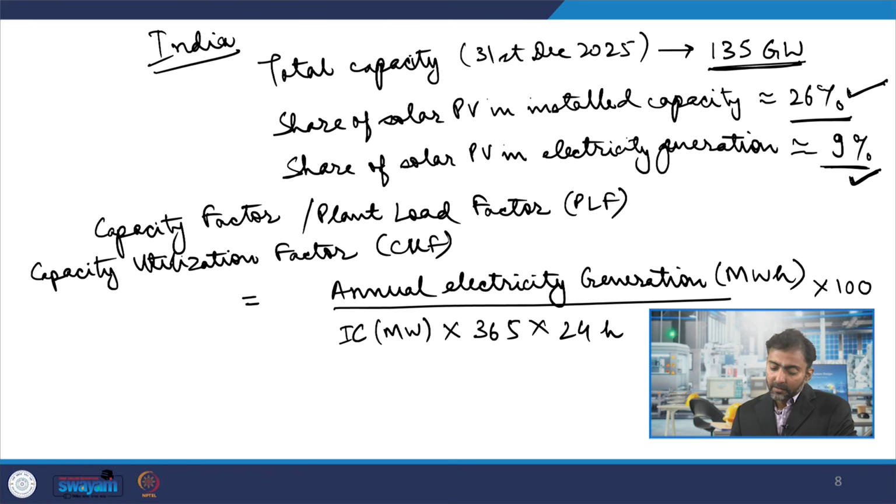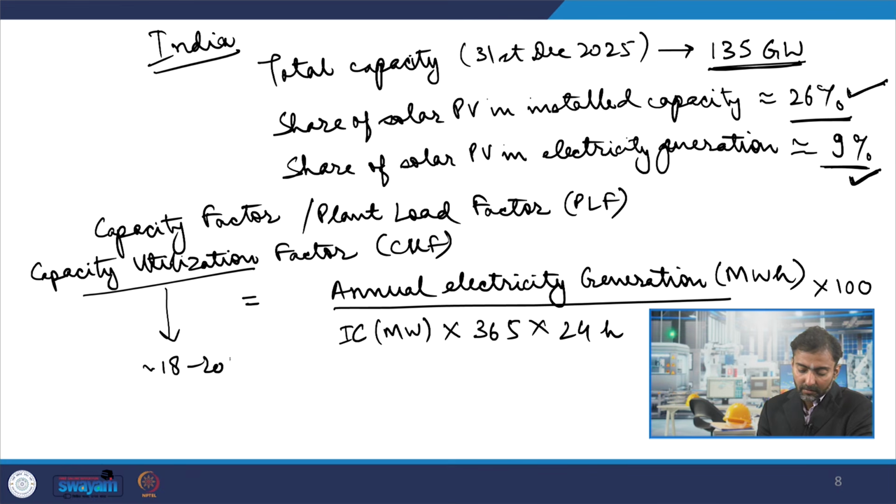This factor is a very interesting one. It tells us that if we have created a capacity for power generation, how well we are able to utilize that particular capacity. On this front, solar PV performs very poorly. The capacity utilization factor of solar PV hardly comes out around 18 to 20%, or even for the best installations maybe around 21-22%, not more than that for sure.